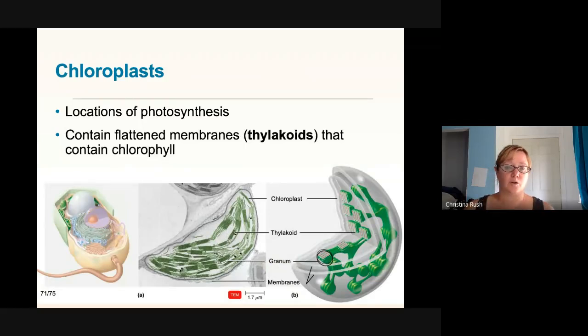Chloroplasts. Chloroplasts are locations of photosynthesis. They contain flattened membranes that are thylakoids, and these contain chlorophyll. If you'll remember, in prokaryotes, they just had their chlorophyll in the plasma membrane, in the cell membrane. In a eukaryote, there are very specific organelles that are dedicated to containing the chlorophyll and to ATP production led by light.